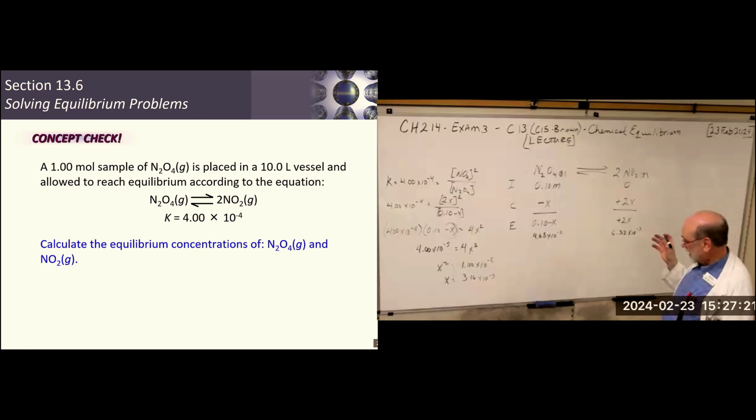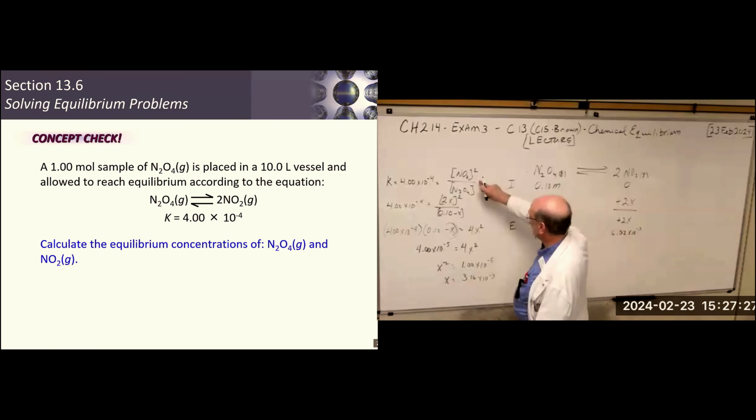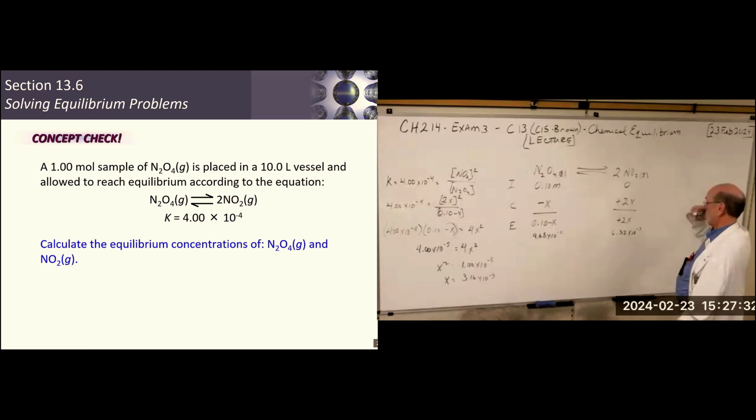All right. Here's where we can use the 5% rule. We can plug these values into that and see if it comes close to that. So we're going to say NO2 squared, this one, 6.32 times 10 to the minus 3 squared divided by 9.68 times 10 to the minus 2 equals what?